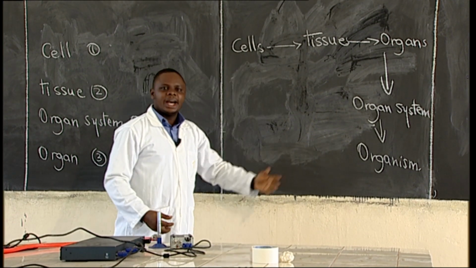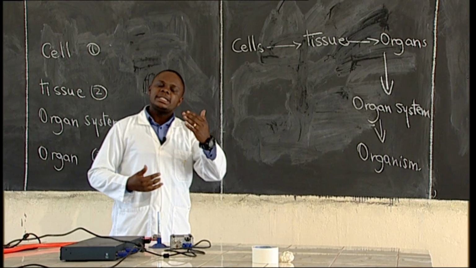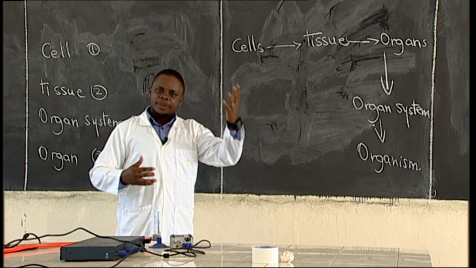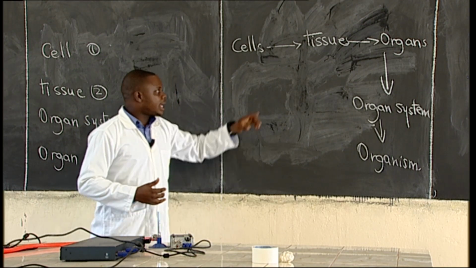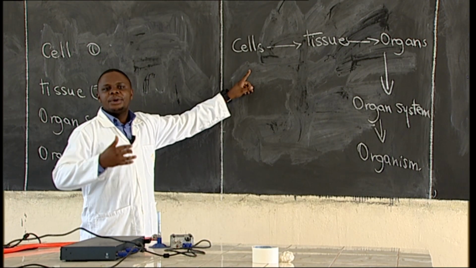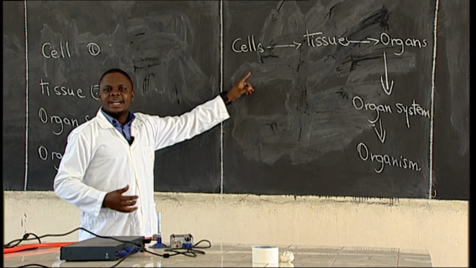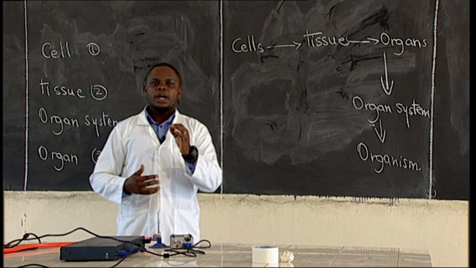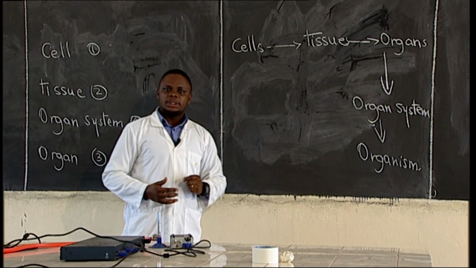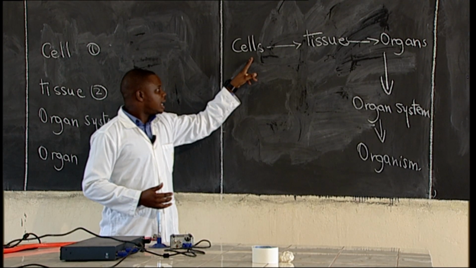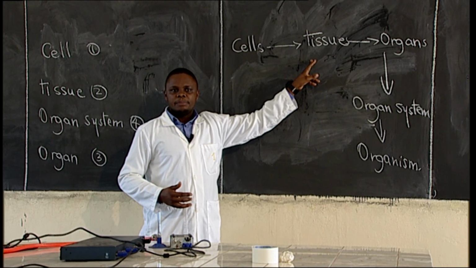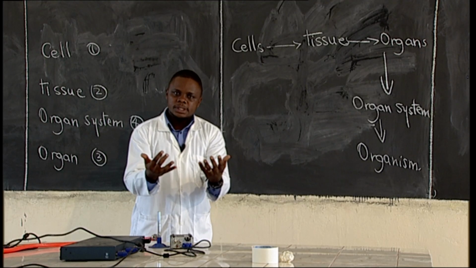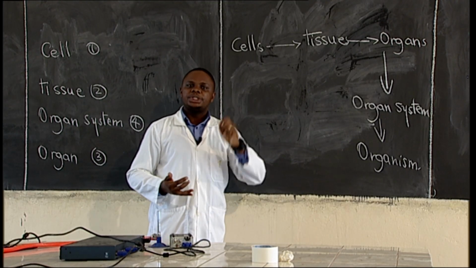So from here, we are able to know which one is smaller than the other, and which one makes the other. Now, from there, we can define a cell as the basic or the smallest functional unit of the body. Then cells make a tissue, meaning we can define a tissue as a group of cells which perform a particular function.